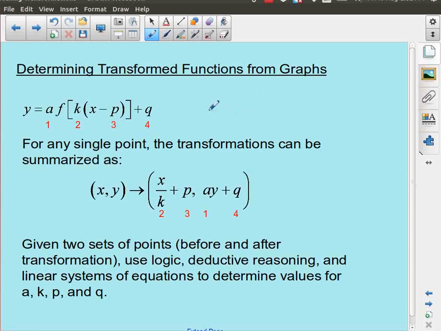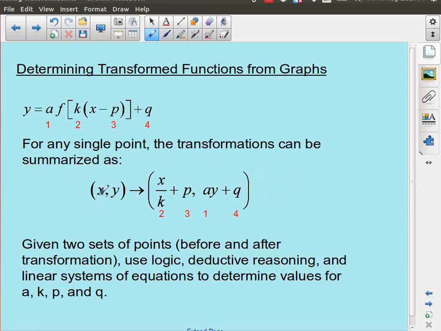Okay, now another way to do this. Now you can try applying these things if you want to. Here are our 4 transformations. There's our vertical reflection and vertical scaling, our horizontal reflection and horizontal scaling, our horizontal shift, and our vertical shift. But if you know some points on your parent function, you can also perform a transformation using this notation, which is actually quite handy.